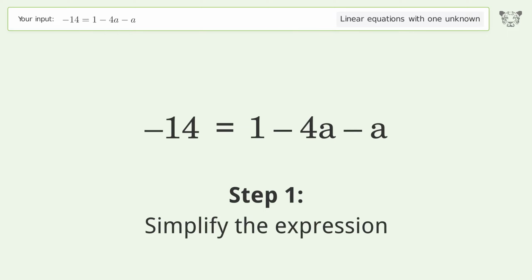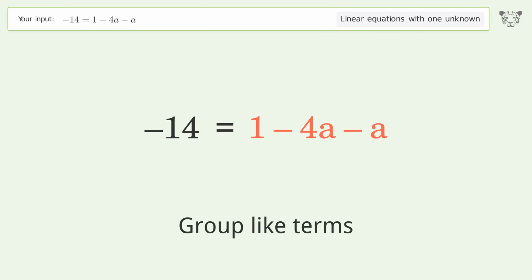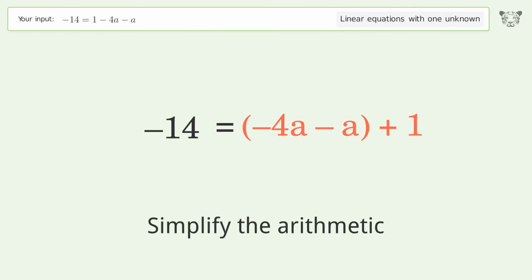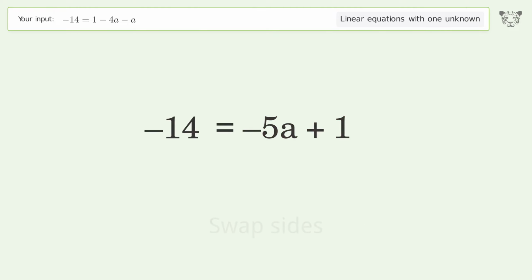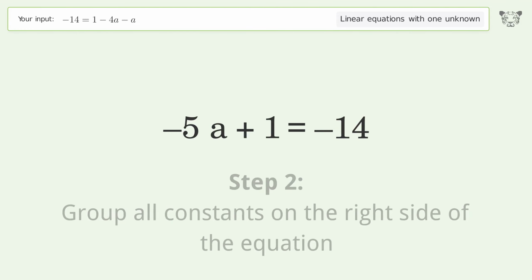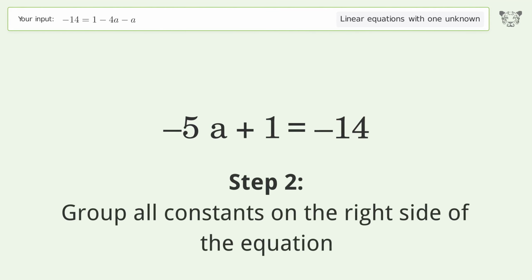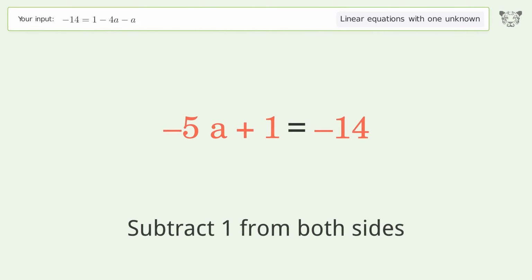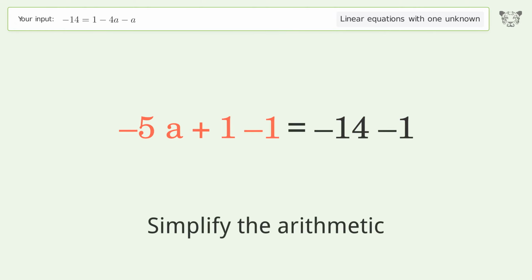Simplify the expression. Group like terms. Simplify the arithmetic. Swap sides. Group all constants on the right side of the equation. Subtract 1 from both sides. Simplify the arithmetic.